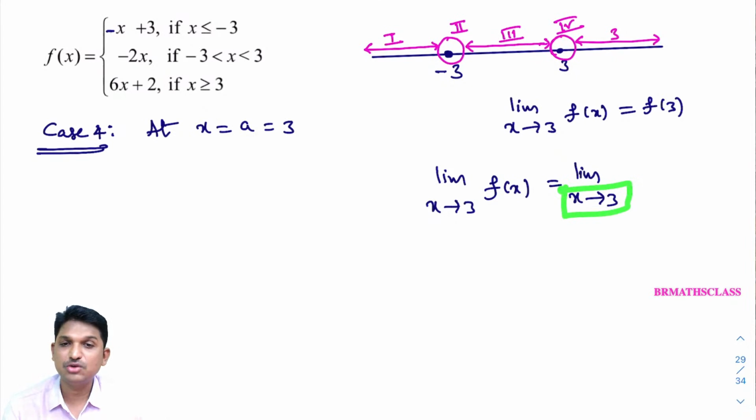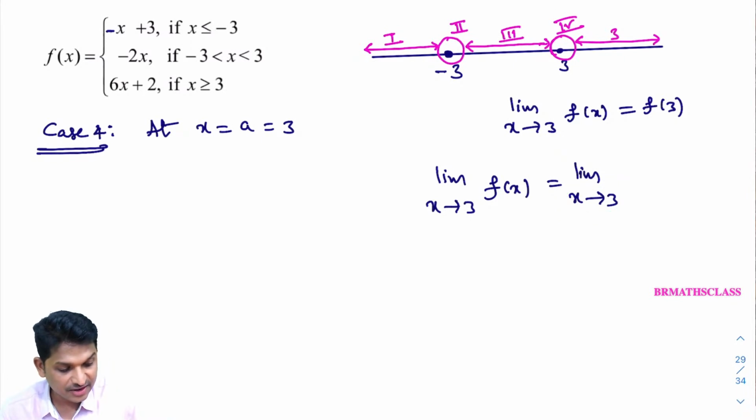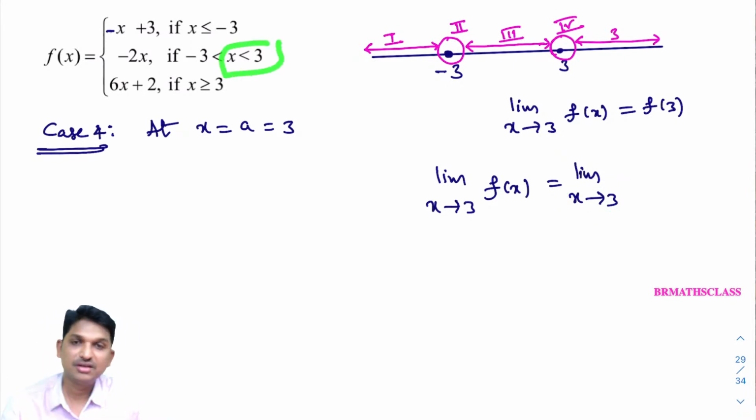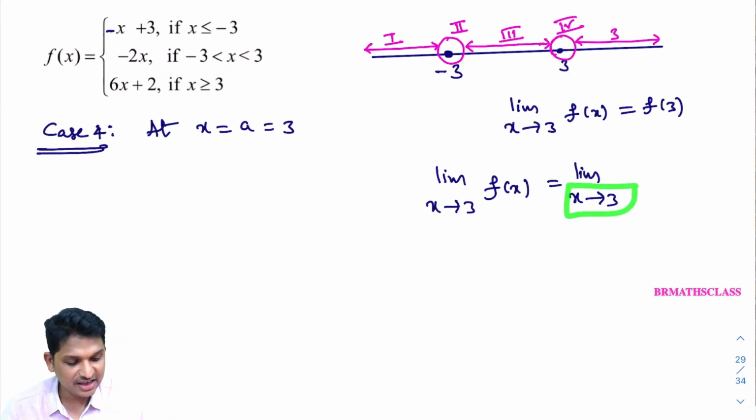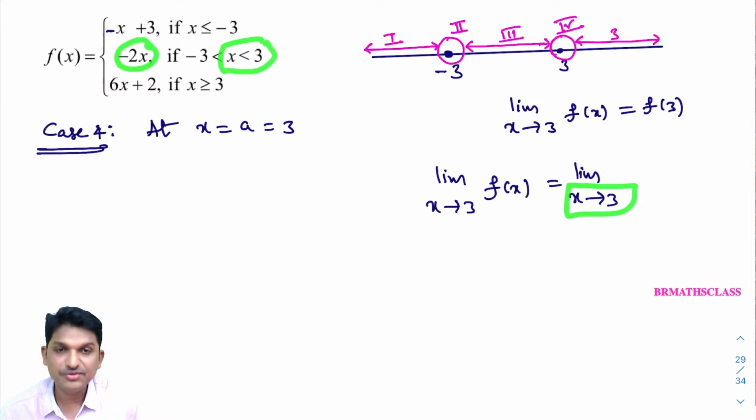X approaches 3 means all x values are slightly less than 3 or slightly greater than 3, but not 3. So there is a chance that x values are less than 3. When x values are less than 3, at that time we will choose the second function. There is also a chance that x values are slightly greater than 3. When x values are greater than 3, at that time we need to choose this function.